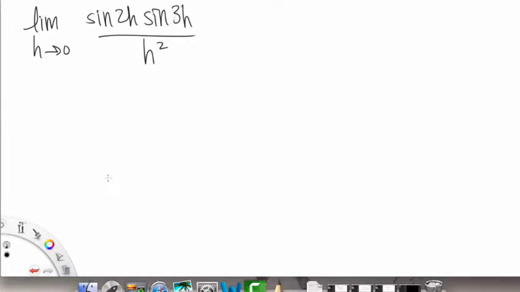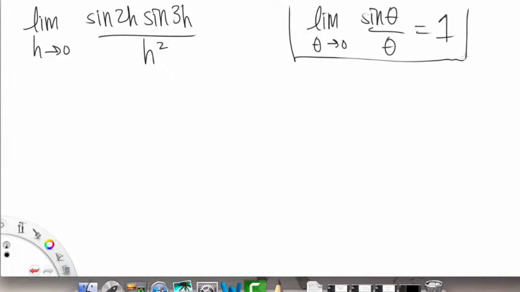Okay, so for this problem, we have to find the limit as h approaches 0 of 2 sine 2h sine 3h over h squared. We see some sines and some h's on the bottom. What we really want to keep in mind is that the limit as theta approaches 0 of sine theta over theta equals 1. This is what we want to get to or use in some way. So let's split this up and see what we have here.